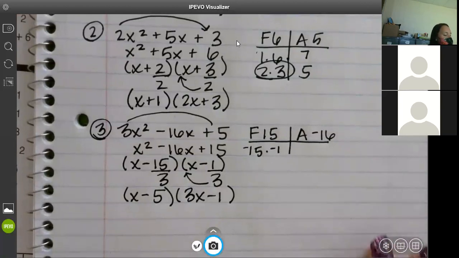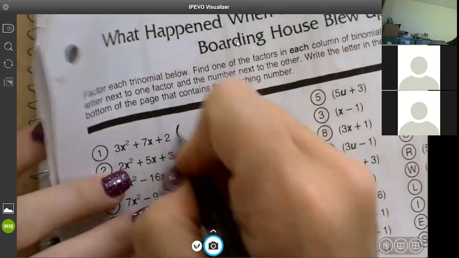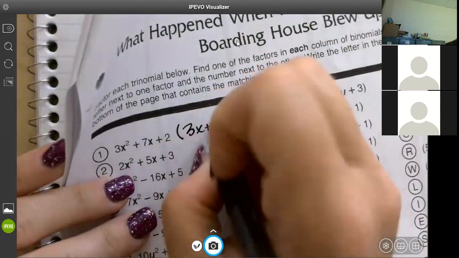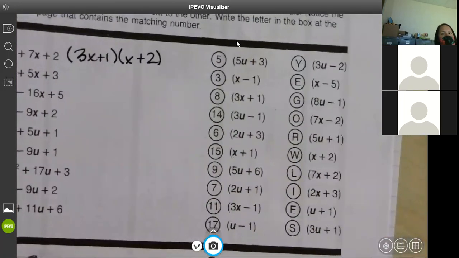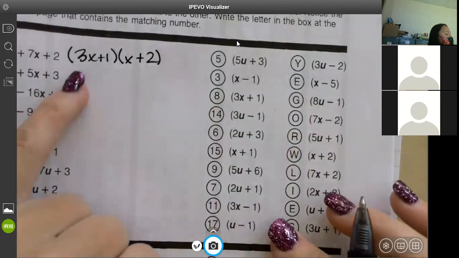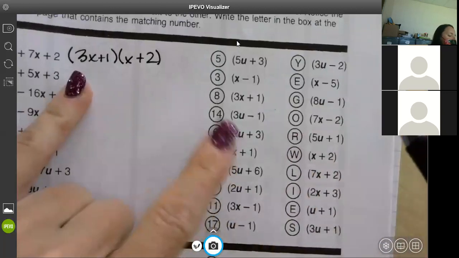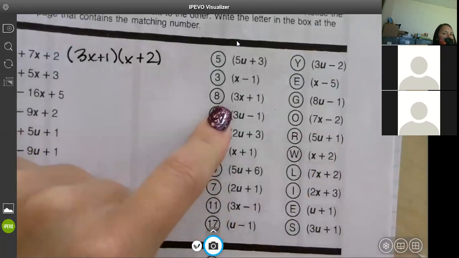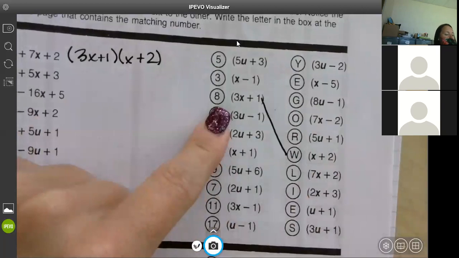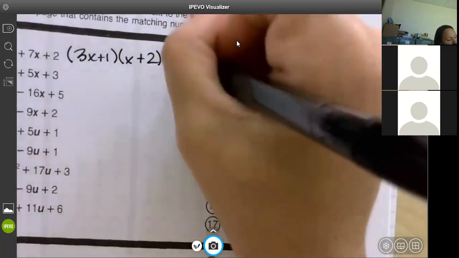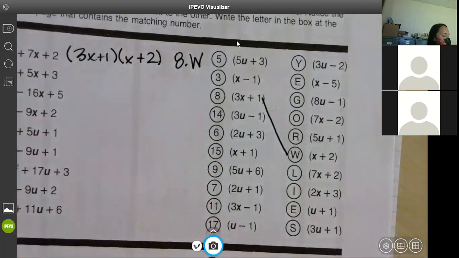All right, so here's how we find our answers. I'm going to rewrite them on here. Your first one was 3x plus 1 times x plus 2. So I'm going to look in both of these columns for these. One should be in one column and one should be in the other. There's no crazy overlap or anything. So 3x plus 1 is right here on number 8. X plus 2 is on W. So that means at the bottom, 8 is W.